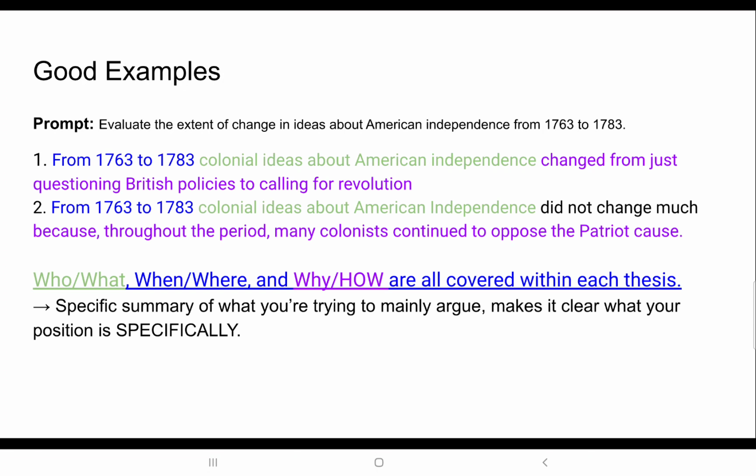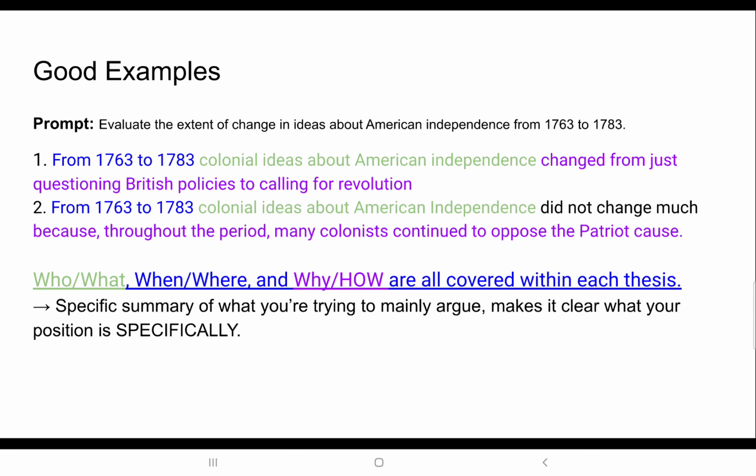So, from 1763 to 1783, okay, that's obviously the when and where part. Colonial ideas about American independence, okay, that is definitely where, but it's also about who and what. And then, did not change much. Okay, that is what we're really trying to say. That is like our main point, our main argument. It didn't really change. And then finally, following our main point, the why and how, which is because throughout the period, many colonists continued to oppose the Patriot cause.